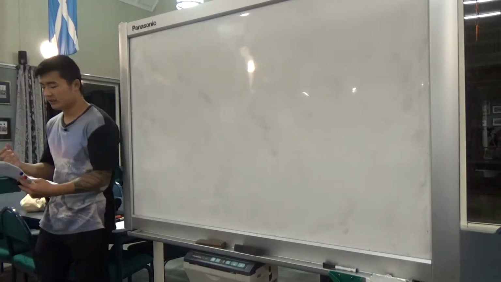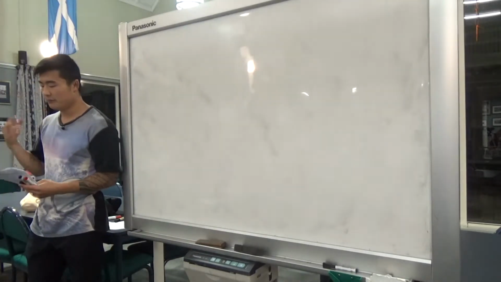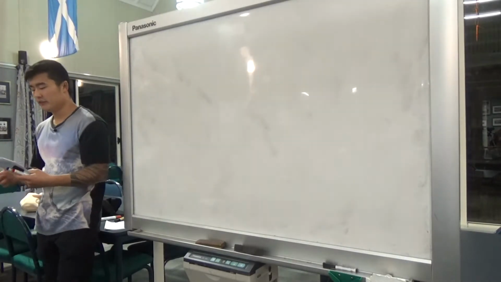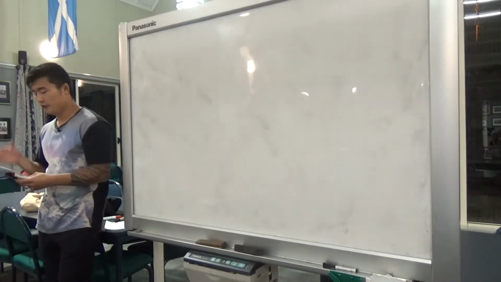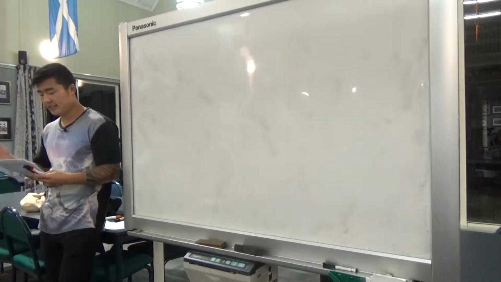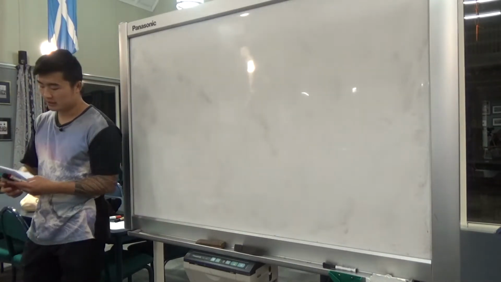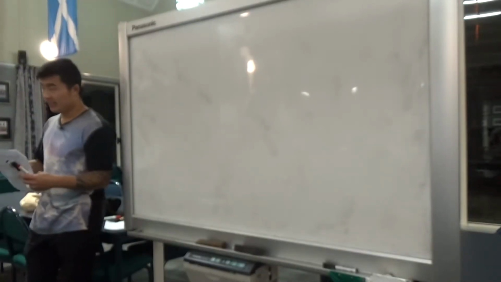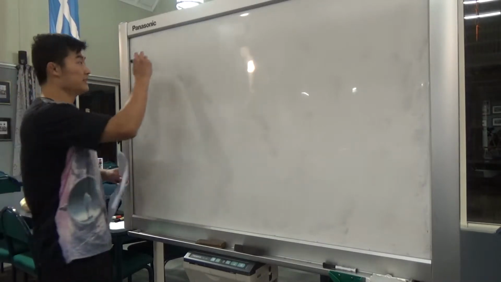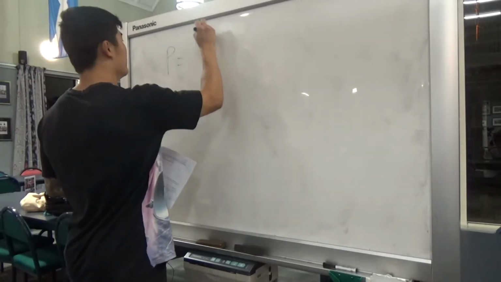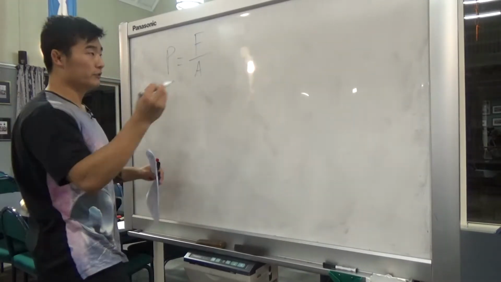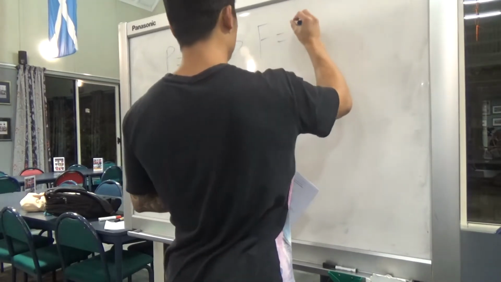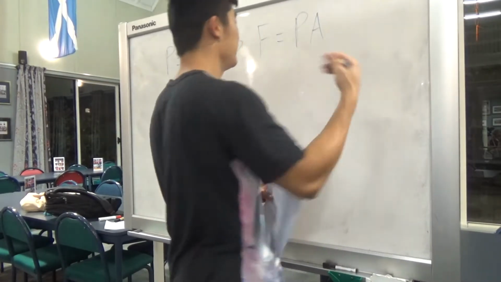So number 7, we have a cylindrical container holding a gas at a pressure of 1.5 atmosphere. Each end of the cylinder has an area of 40 centimeters squared. What force does the gas exert on each end of the cylinder in newtons? So we want the force, and we've got the pressure and the area. So the equation that we're going to use is pressure is equal to force over area, and of course we want the force, so we're going to rearrange it for force. Force is equal to pressure multiplied by the area.